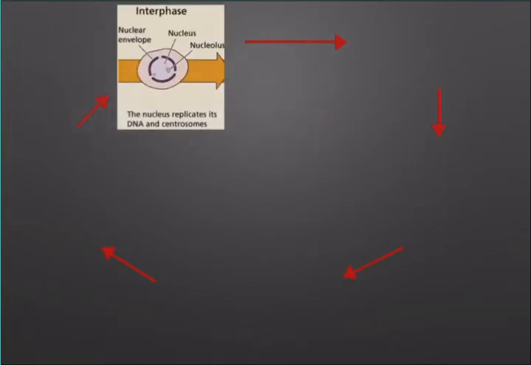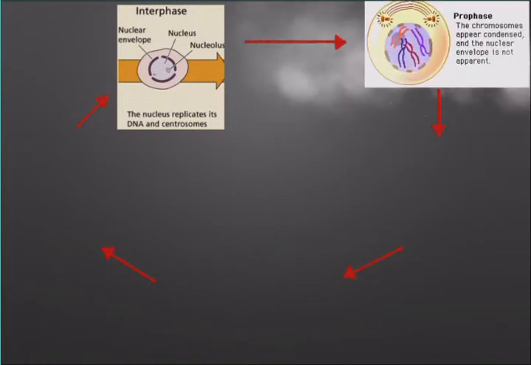So our first step is our interphase. Interphase isn't exactly a stage of mitosis. You can't see any of the individual chromosomes. It includes your G1, your S, and G2 phases. It is pretty much your normal stage of what most plants and animals go through on a normal basis.